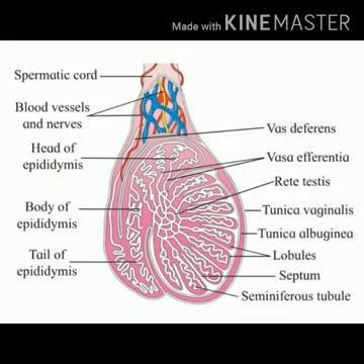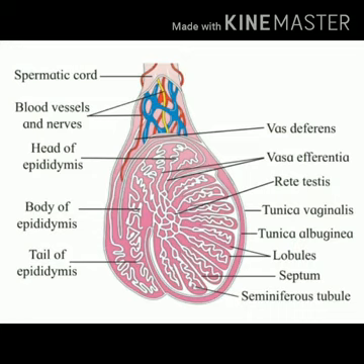Now this vasa deferens joins in spermatic cord, and before that it joins the seminal vesicle to form an ejaculatory duct. In this way you can describe longitudinal section of testis. Diagram is also given to you.